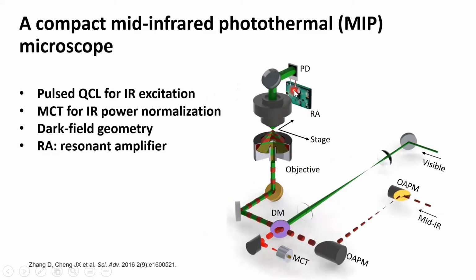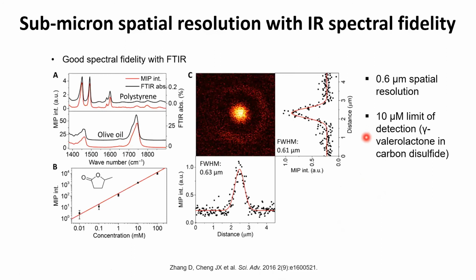Initially, this was a high-risk project for us. We did not expect too much. But to our surprise, when we measured the MIP spectroscopy, we could reproduce the FTIR profile, but with an even better line shape, because this is a background-free technology. Also, for the sensitivity, we can reach 10 micromolar for the CO bond. This is beyond the Raman spectroscopy limit. We can reach sub-micron resolution, which is close to the diffraction limit of the visible beam.